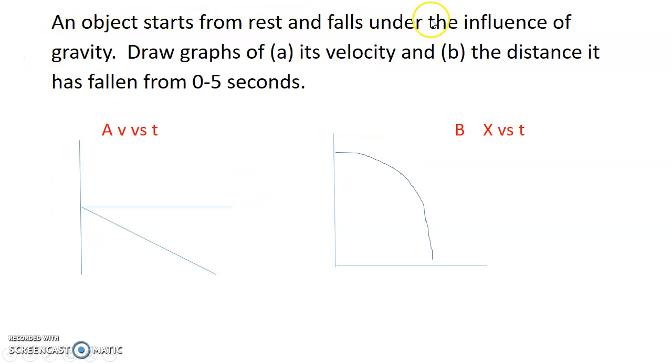And then an object starts from rest and falls under the influence of gravity. Draw the velocity graph and the displacement graph from 0 to 5 seconds. So my v versus t graph is going to be speeding up backwards. It is falling. Down is the negative direction. And then I have my speeding up backwards position time graph. My slope gets progressively steeper. It's backwards, so it has an overall negative slope.